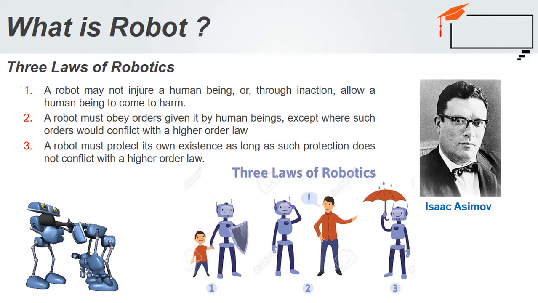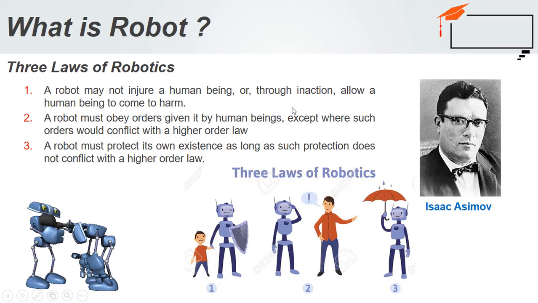Okay, and what are the general laws of robotics? These laws of robotics were defined by Isaac Asimov. From these three pictures you can see the robot should protect the human being, the robot should obey the human command, the robot should protect itself. So what does the first law say? A robot may not injure a human being or, through inaction... So a robot can produce the motion of action.